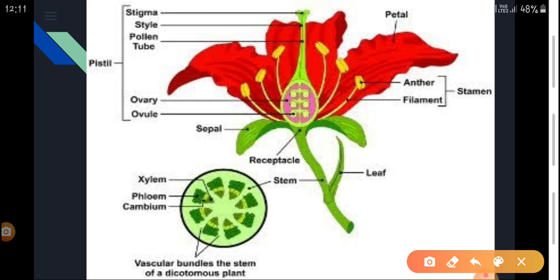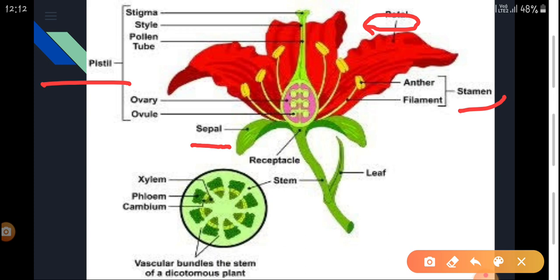First, calyx. The unit of calyx is known as sepal. This is the green part. Then the unit of corolla is known as petal, the red part. The unit of androecium is known as stamen, and the unit of gynoecium is known as pistil. So a flower has four important parts.